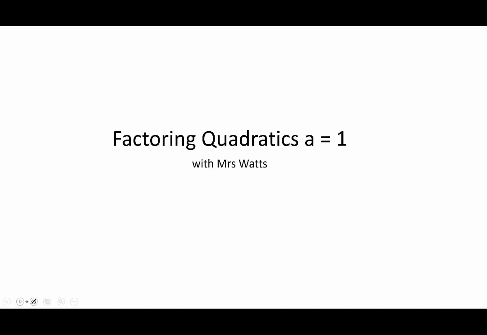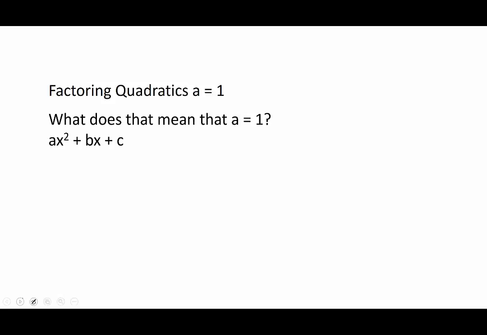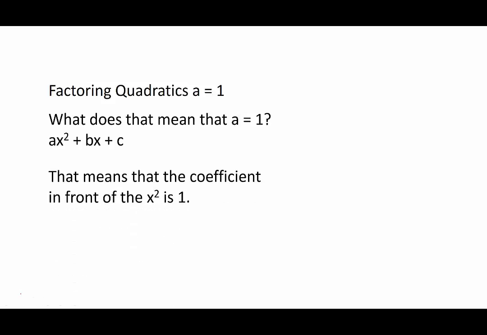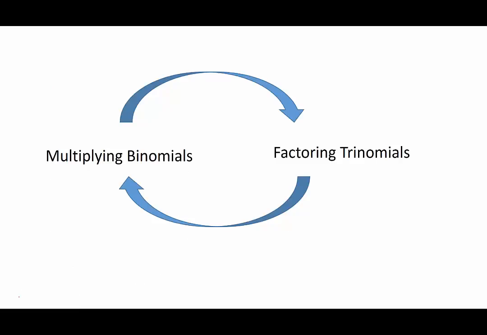Factoring quadratics. Factoring quadratics when a equals 1. What does that mean, a equals 1? A is the coefficient on the x squared, so that means the coefficient in front of x squared is 1. These are much simpler to factor, and in fact, we will notice a shortcut.